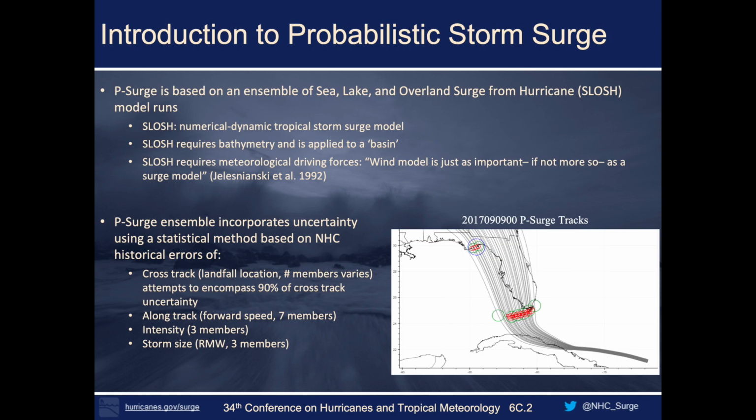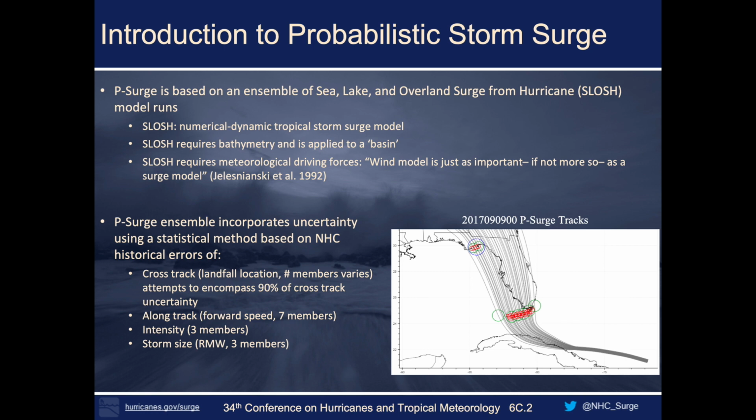So the operational storm surge model that we use for guidance at the National Hurricane Center is P-Surge. And P-Surge is an ensemble of SLOSH forecasts. SLOSH stands for the Sea, Lake, and Overland Surge from Hurricanes model, and it's really a computationally efficient model. We can run thousands of simulations within the operational time window that we have, which is typically an hour.